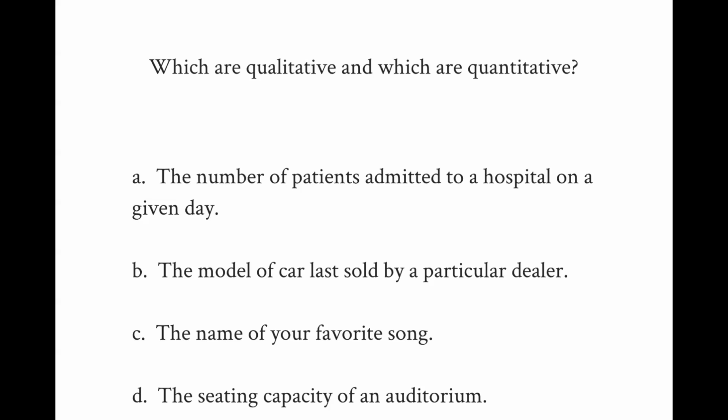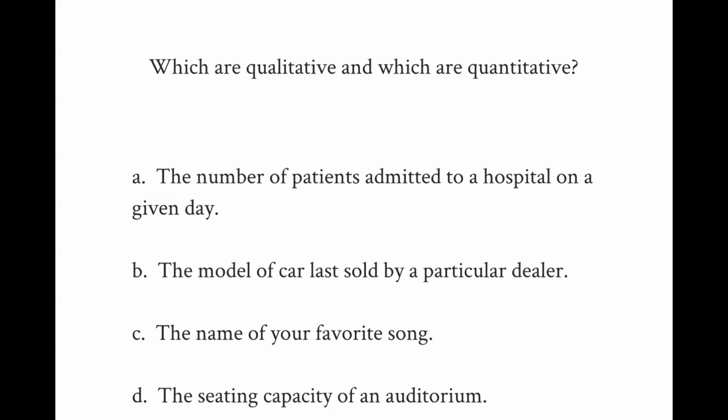The model of car last sold by a particular dealer. Thinking Ford, GM, Chrysler, Mercedes, all these different models. Those are word descriptions or they are classifications. And so this is a qualitative variable, or it would be, as I said earlier, categorical. The same with part C, the name of your favorite song. Definitely nothing numerical about your favorite song, and so you're probably leaning toward it being qualitative, and that would be exactly right, because there are many different word descriptions or classifications for describing or naming your favorite song.